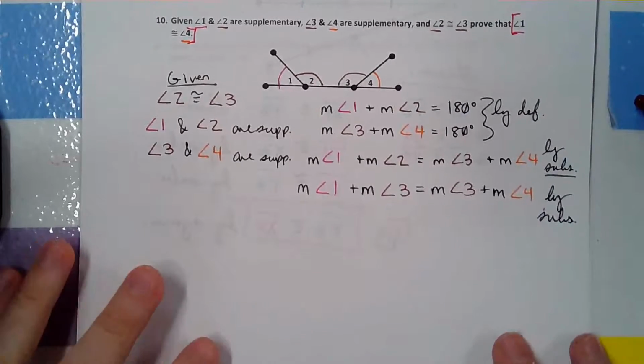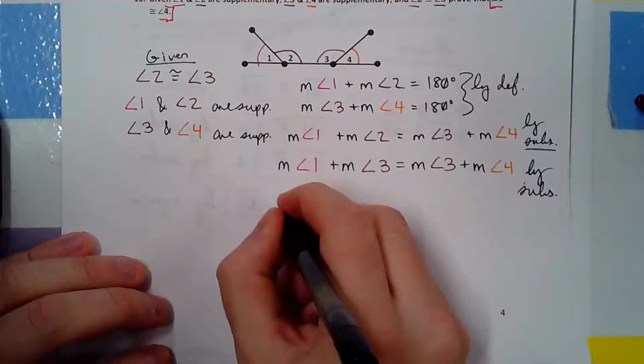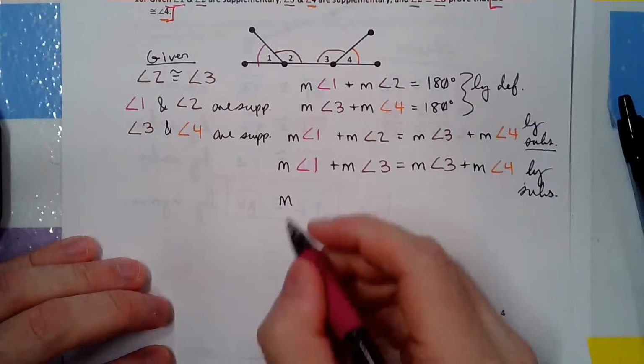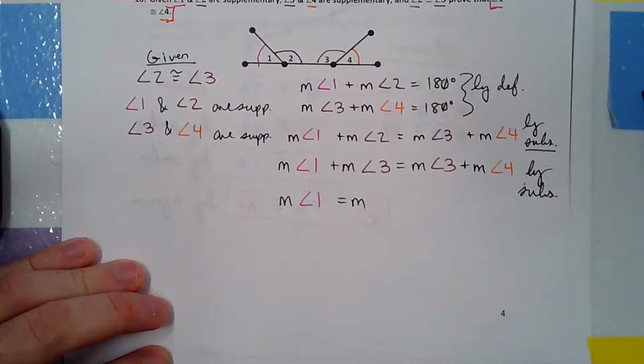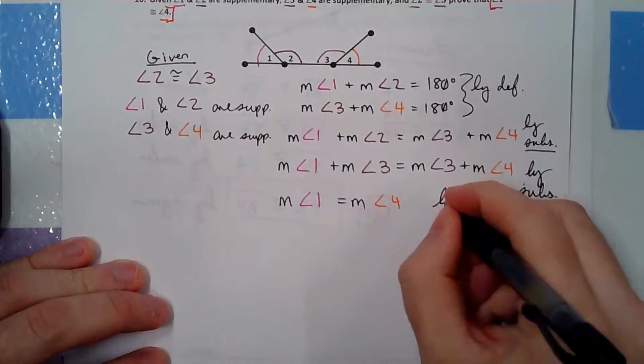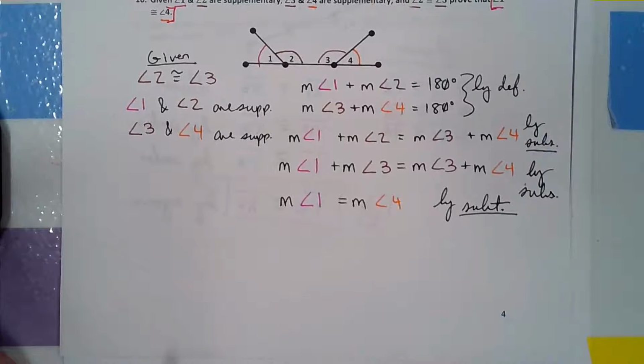We're almost done. What's the last step? Say it. What's the subtract from both? Very good. So when we do that, we get this. Measure of angle 1 equals measure of angle 4. And it's not really our last step, but it's really the last thing we have to justify. We did that by subtraction, S-U-B-T. I swear to God, if you write S-U-B, I'll just mark it wrong.